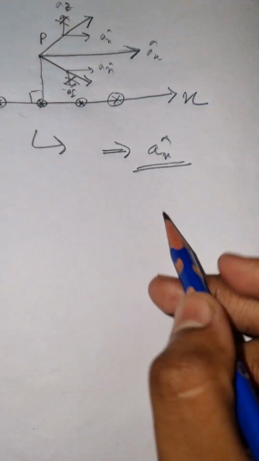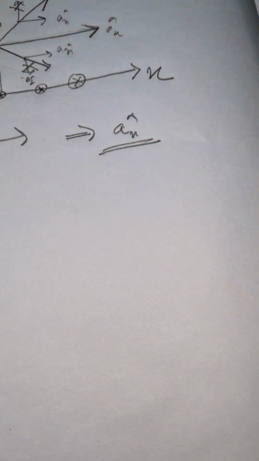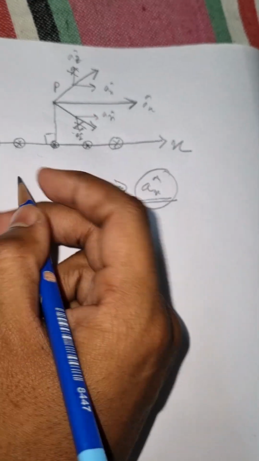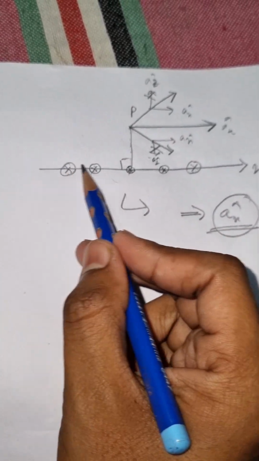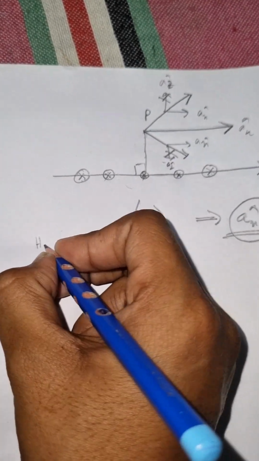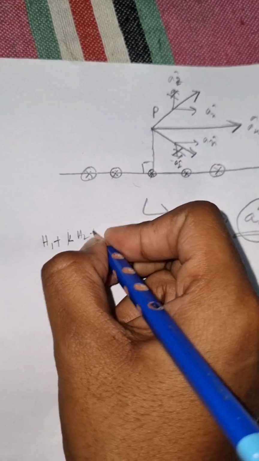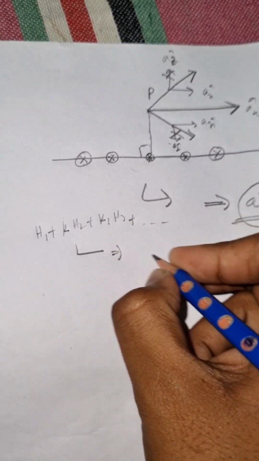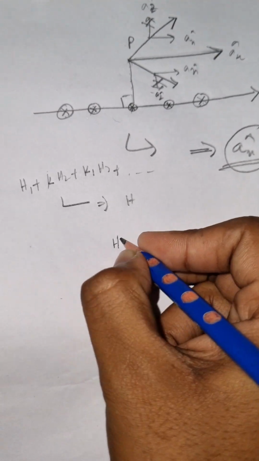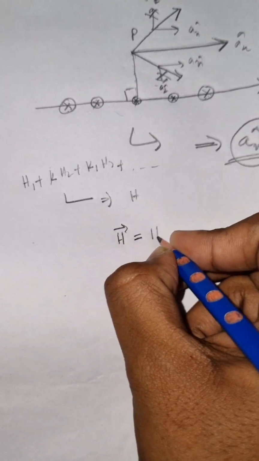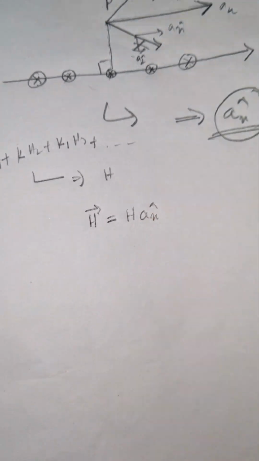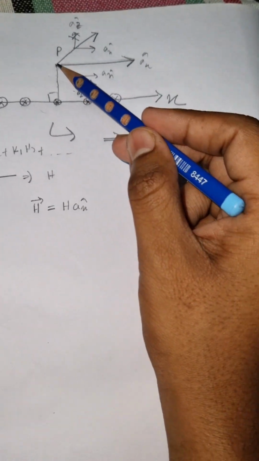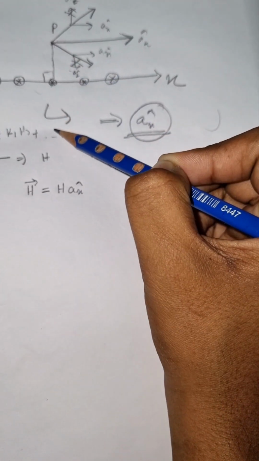So the overall field is directed toward a_x cap, and the value is the total value for all these components, which is h1 plus constant into h2 plus constant into h3 plus dot dot dot, which I can say is equal to h. So from this we can say the direction h equals h a_x cap. Now let's take the case when the point P is below the plane.